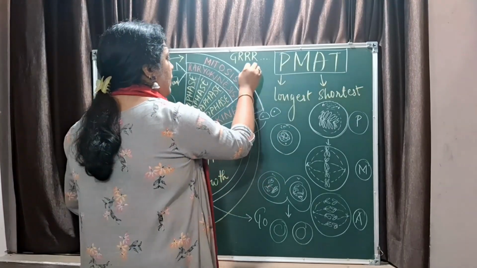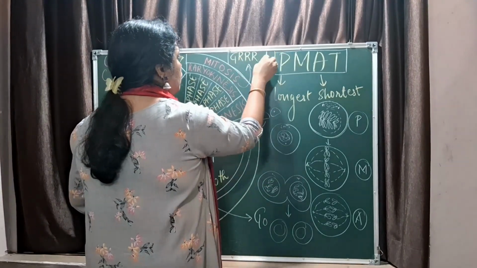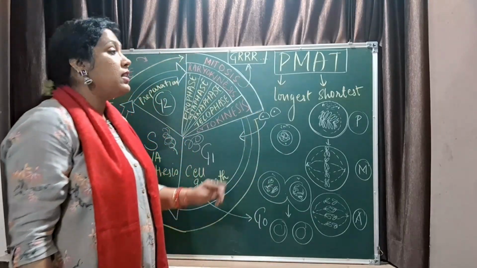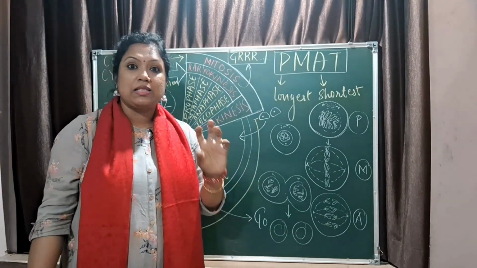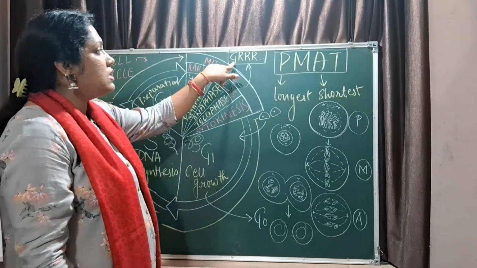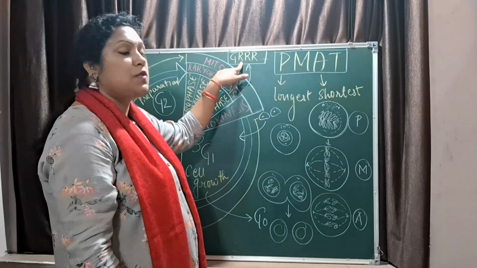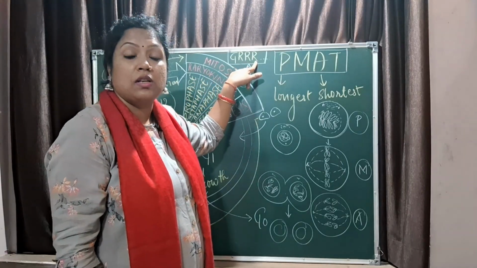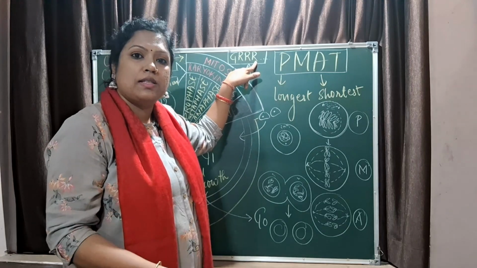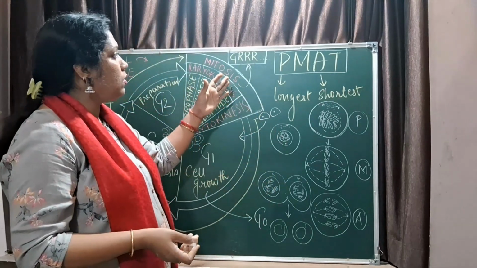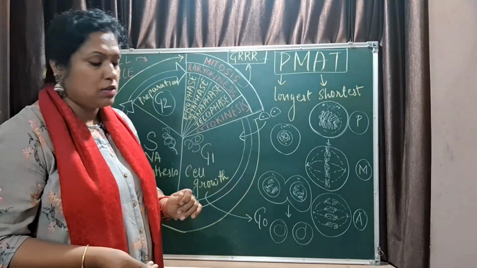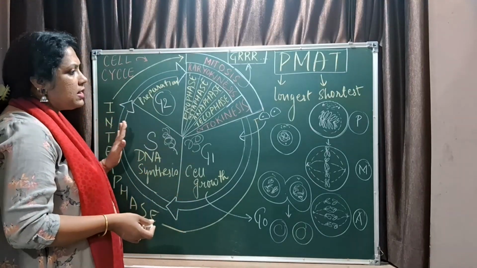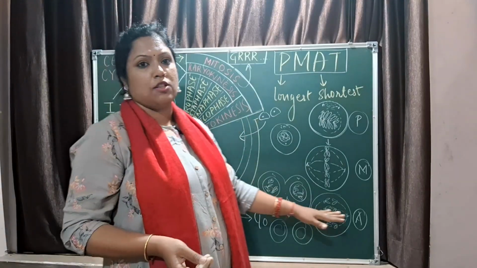Now when I talk about mitosis, mitosis has a few significances. The significance can be remembered as GR. What is GR? G is for growth, R is for repair, R is for replacement, and R is for reproduction. Reproduction means division of the cell. So this is how the significance of mitosis is. So this is cell cycle, mitosis, different phases of mitosis.